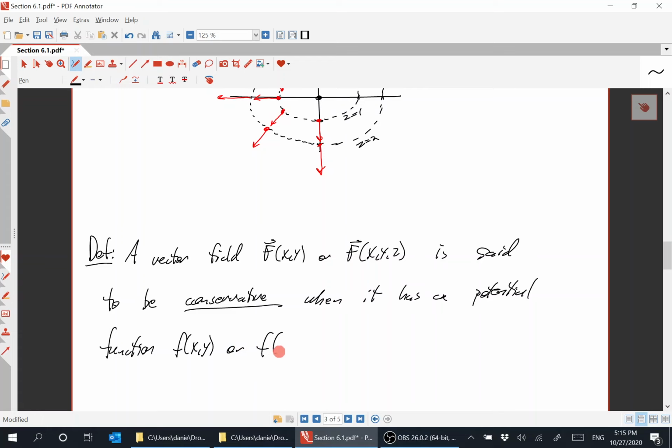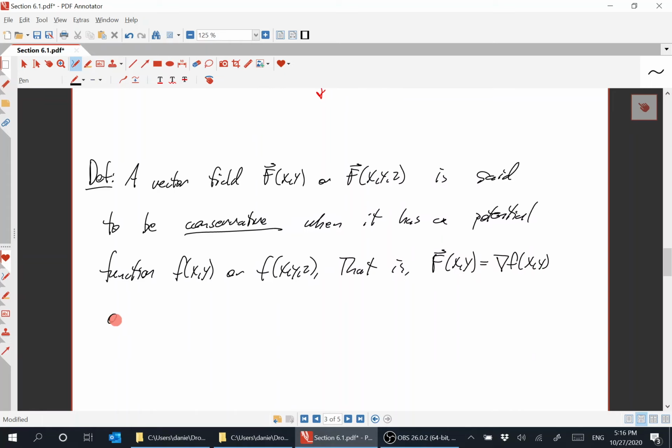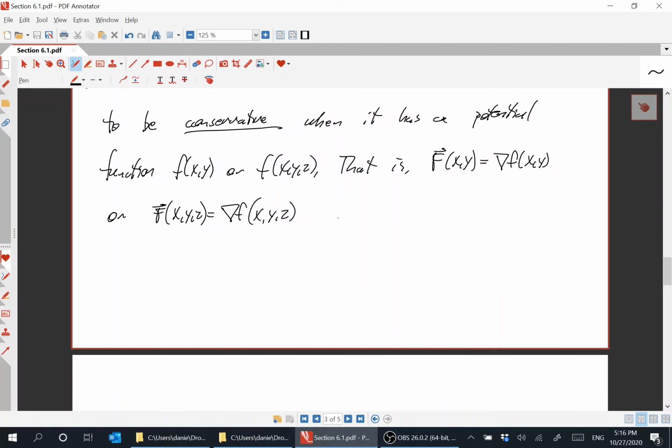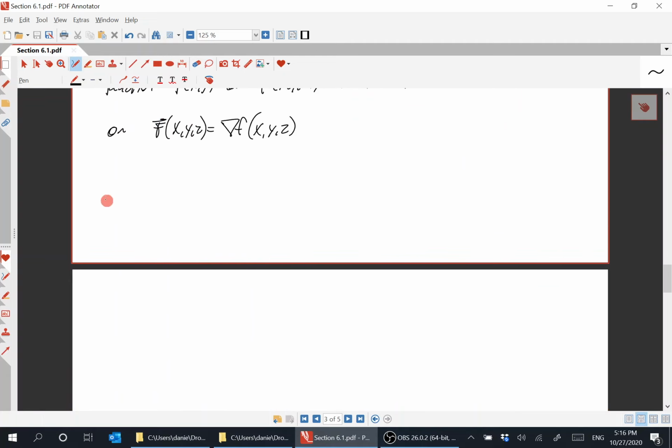f of x, y or f of x, y, z. That is, F of x, y is equal to the gradient of that potential function, or F of x, y, z is the gradient field of the 3-variable function. So remember Clairaut's theorem.